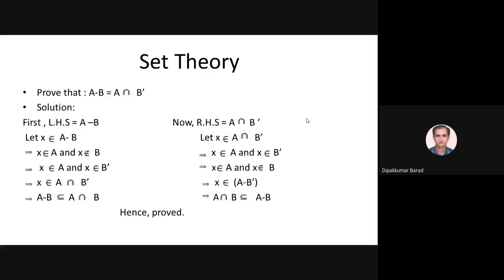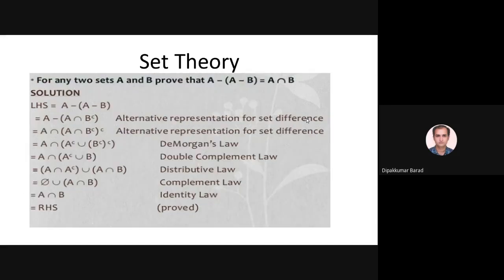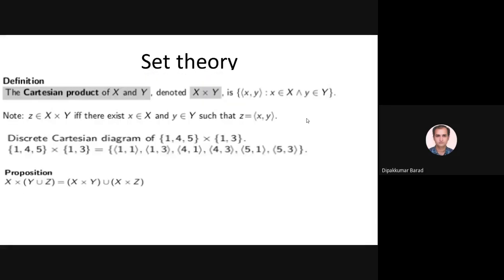Now prove that A minus B is equal to A intersection B complement. You can do this also. And A minus B union A intersection B is equal to A. This also you can prove easily. So I don't think much more discussion is required for these properties. We have already discussed them briefly.